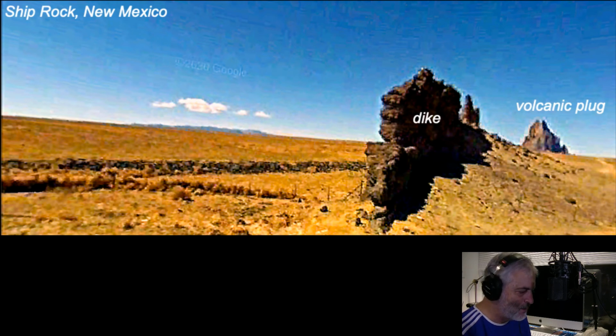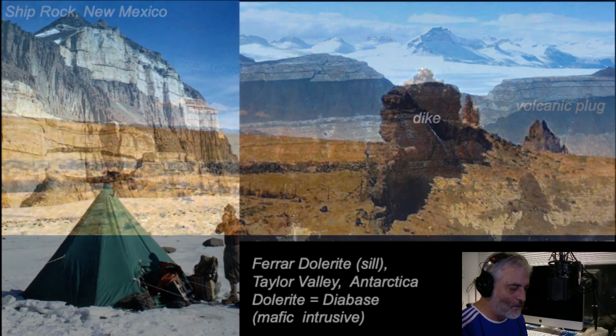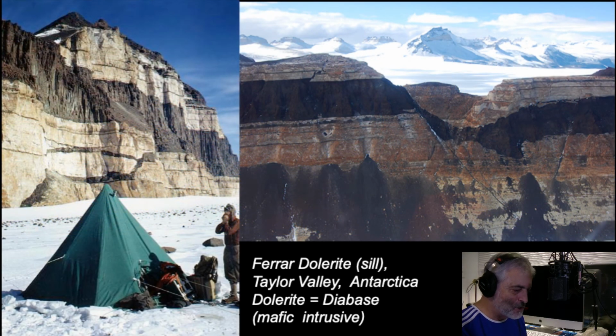So that is Shiprock. That takes us through a lot of the things that we were expecting to see so far, like batholiths. We've seen volcanic necks. We've seen a couple of stocks. We've seen what dikes look like now. Let me show you what a sill looks like. And so this is actually a historical image from a place called Taylor Valley.